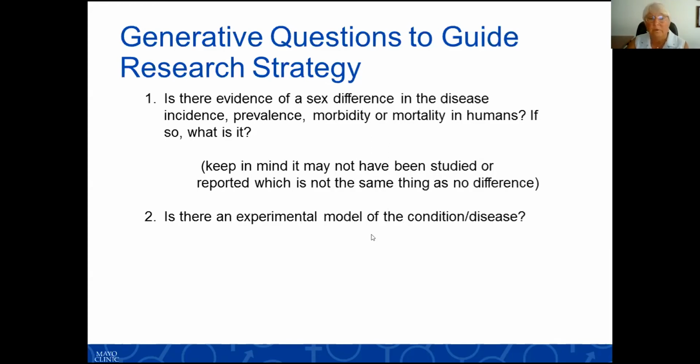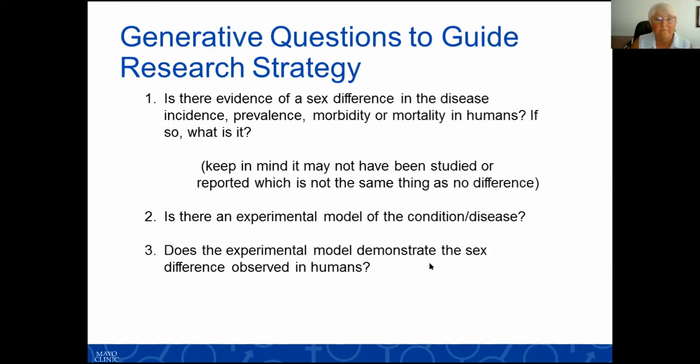Is there an experimental model of the condition or disease? There's animal models of all kinds of conditions out there, some of them mostly male animals. Does that really represent what you're interested in? And is it typical of the general population of humans? And also, does the experimental model demonstrate the sex difference observed in humans?